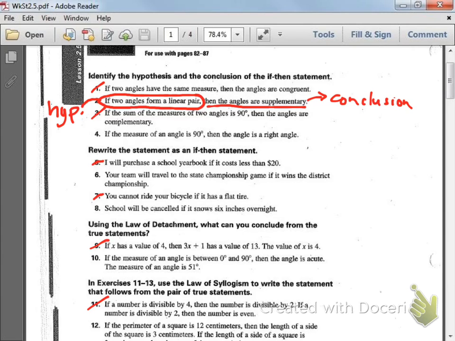All right, skip number 3, go to number 4. If the measure of an angle is 90 degrees, then the angle is a right angle. What's the hypothesis? The first part, so if the measure of an angle is 90 degrees, the second part is the conclusion. Then the angle is a right angle. Questions?